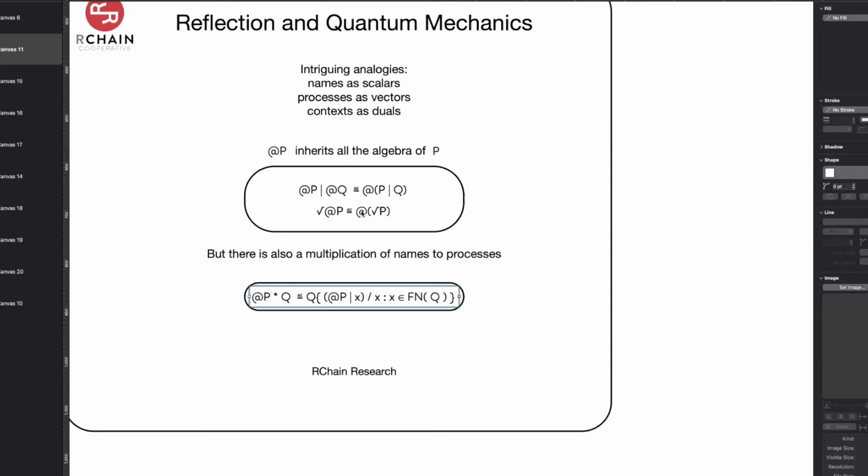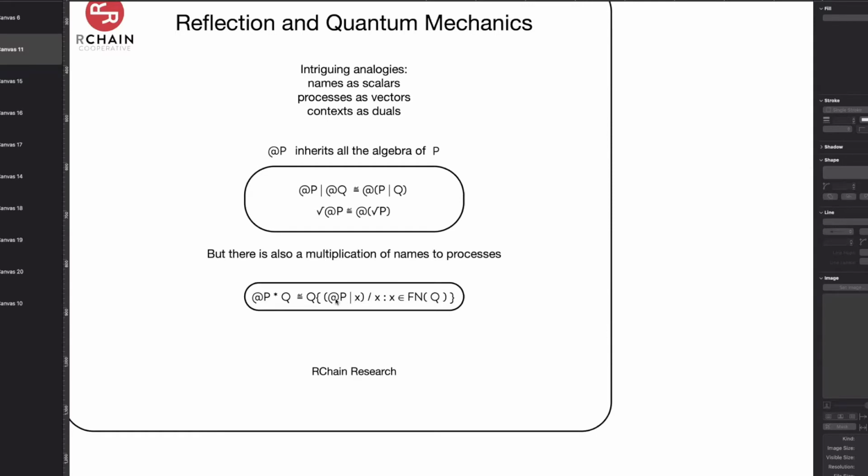So there's also a multiplication of names to processes, right? So if I want to multiply a name times a process, well, I take all the free names that are in Q, and I substitute for them the parallel composition of the free name with that particular name, right? So if X is a free name in Q, then for X, I'm going to substitute X par at P.